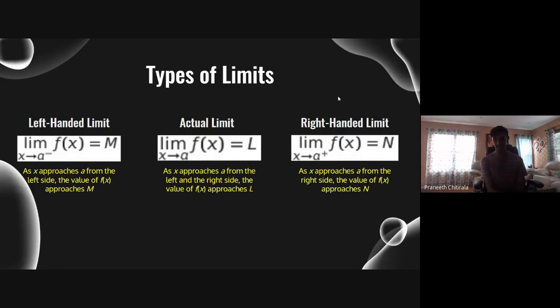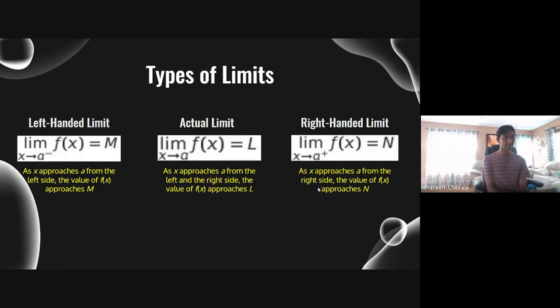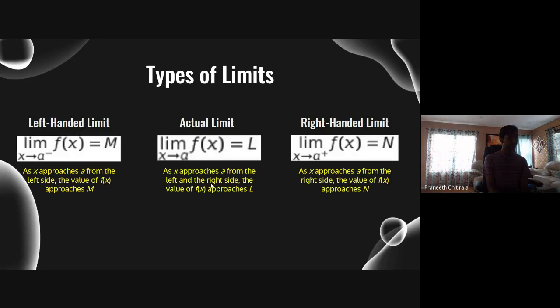Same with the right side: you approach the value from the right side. So the value of f of x as x approaches a from the right side approaches m, that's this value here. And same with the actual limit, but this time it combines these two. As x approaches a from the left and the right side, the value of f of x approaches L.